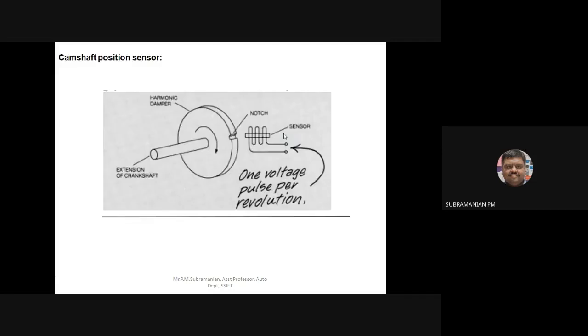So next, we will proceed to the camshaft position sensor. Shall we start? I will have some water. I will come after 5 minutes. Okay, you have a break for 5 minutes.